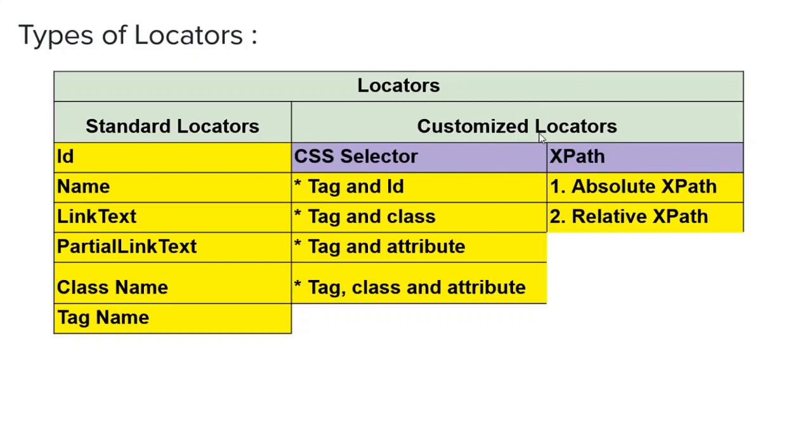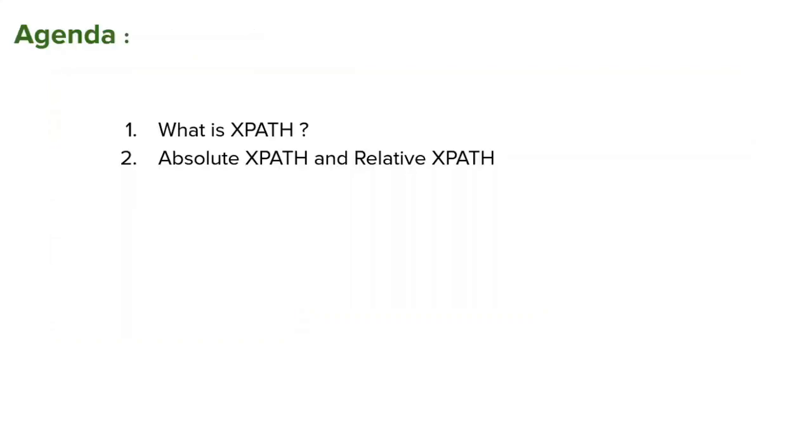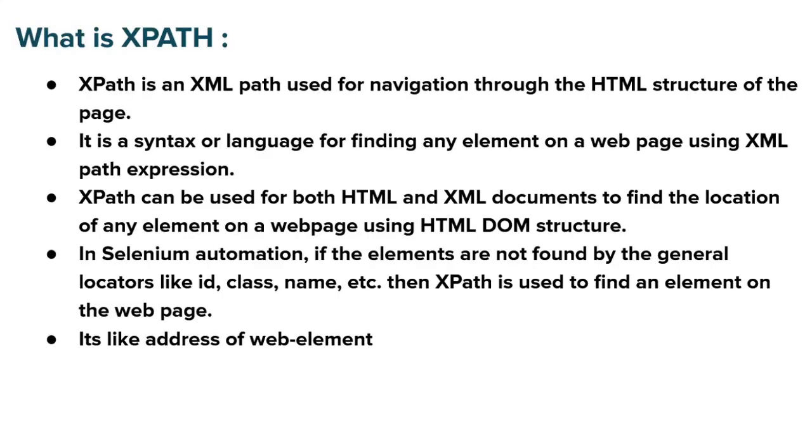Today's session we will see about XPath. They are also customized locators and very important locators in Selenium. We will see what is XPath and what the different types of XPath are. Absolute XPath and relative XPath are the two main types of XPath. We will see details in coming sessions. In today's session we will see what exactly is XPath, what is absolute XPath, what is relative XPath. It is a very important topic and XPath is a very important locator in Selenium.